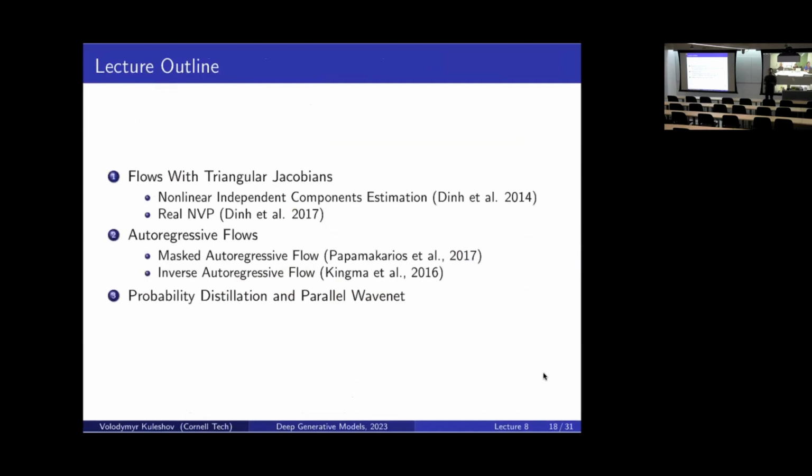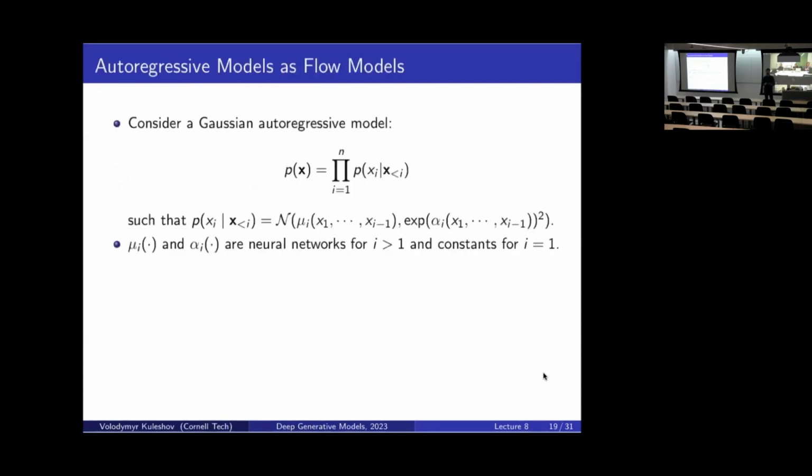Okay, so we've seen a few examples of triangular flows. Next, I want to start making some interesting connections between autoregressive flows and the flows that we have just seen. So what are the connections between autoregressive models and normalizing flows?